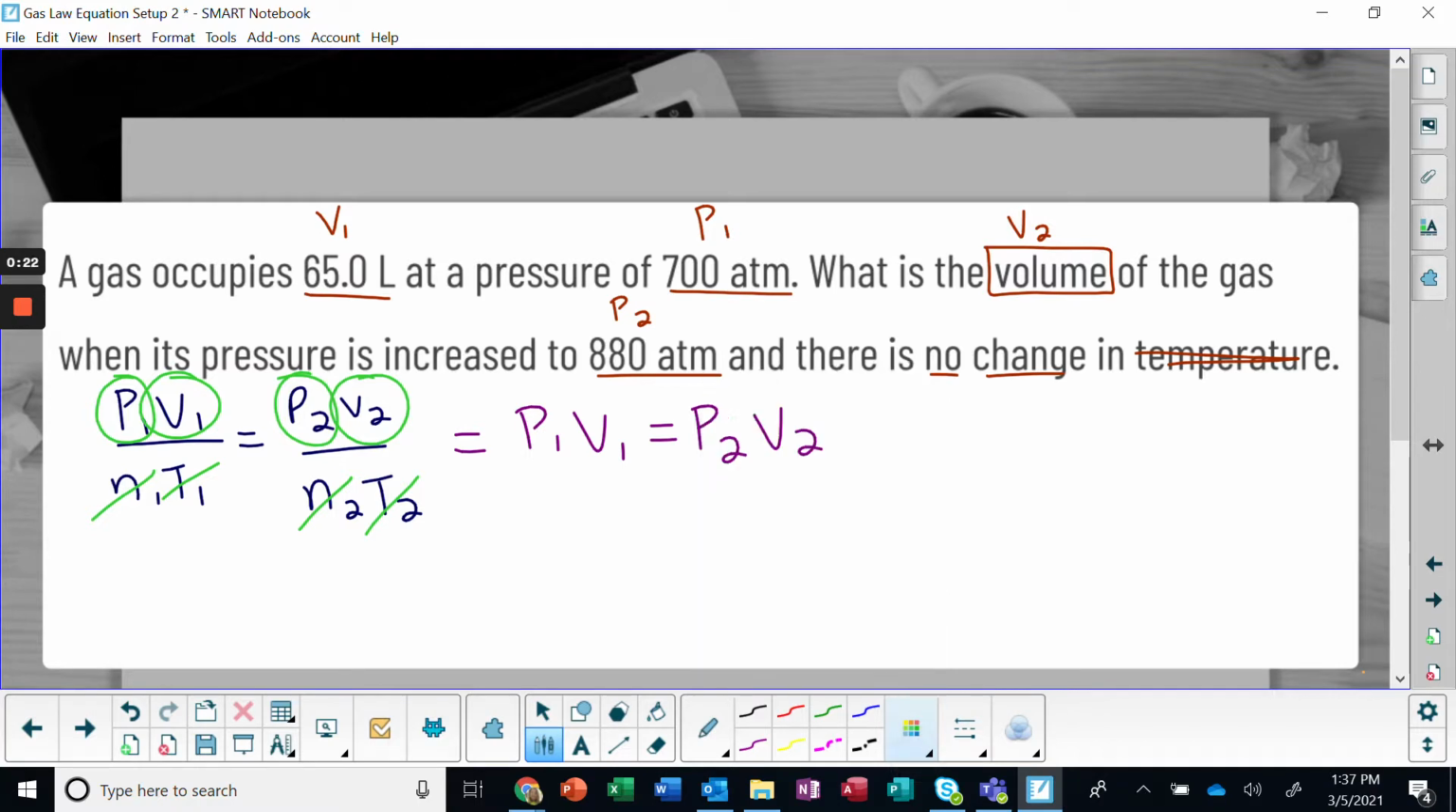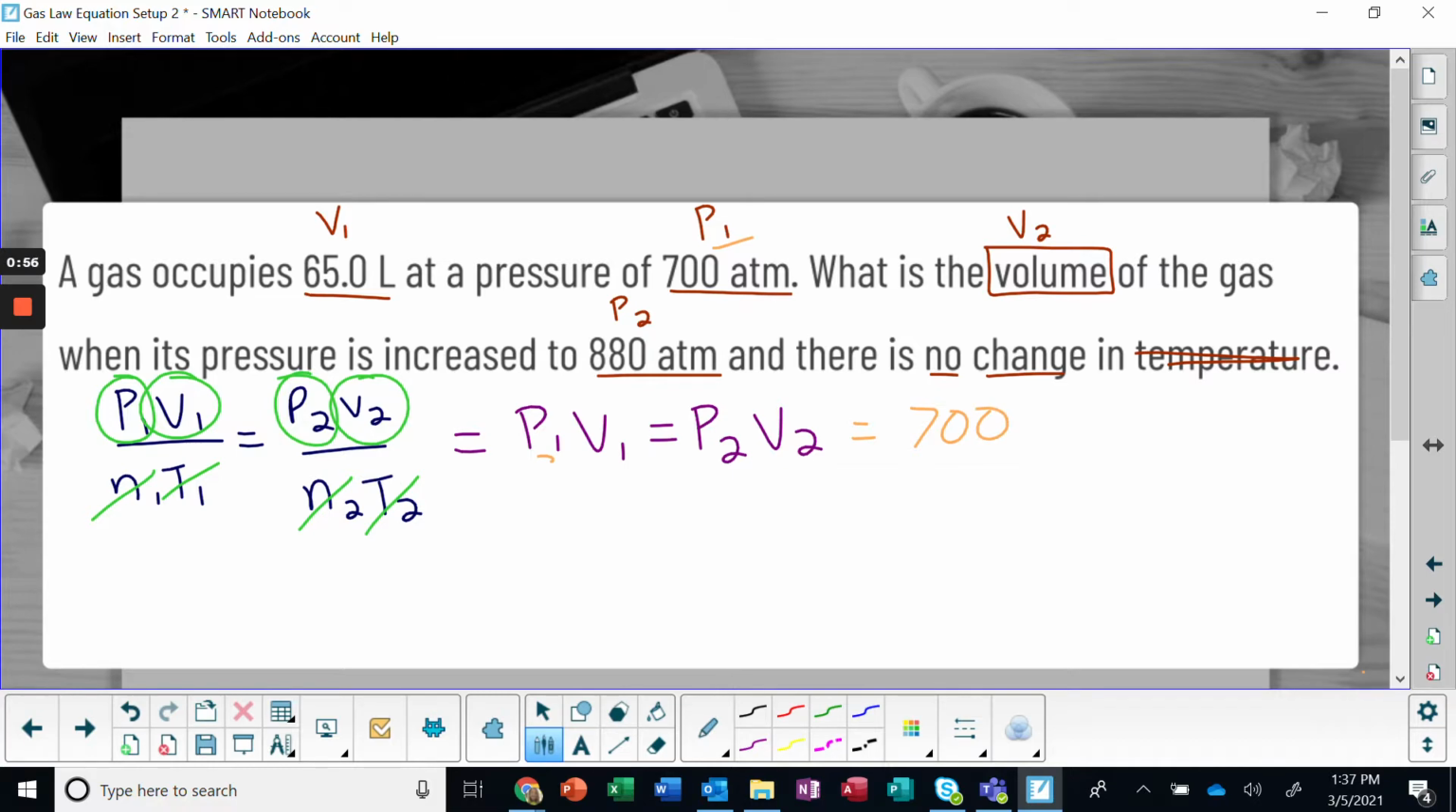So again, once we've labeled everything, figured out what equation we're going to use, and simplified it to where it had only the variables that we needed, all we got to do is take the numbers that we labeled in the problems and substitute them in place of the variables. So here we go. P1 is my first one. I go up in my problem and find P1, and the number is 700.